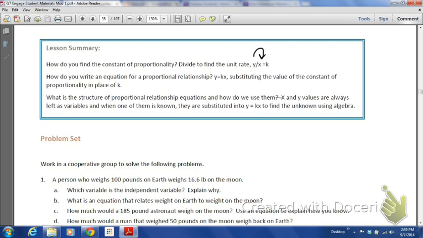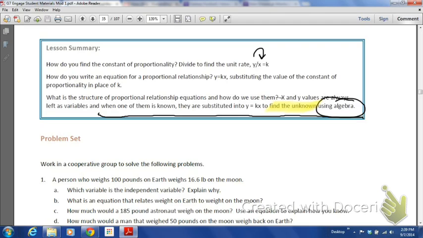What is the structure of proportional relationship equations and how do we use them? x and y values are always left as variables. And when one of them is known, they are substituted into the y equals kx formula to find the unknown using algebra. Okay, finding the unknown. This is what algebra is about. And hopefully you're getting closer and closer to thinking more algebraically, knowing how to build a table, that is going to make sense for you and is going to help you solve a problem.